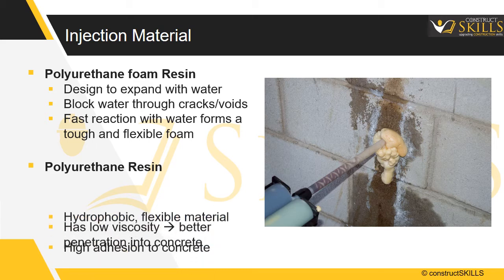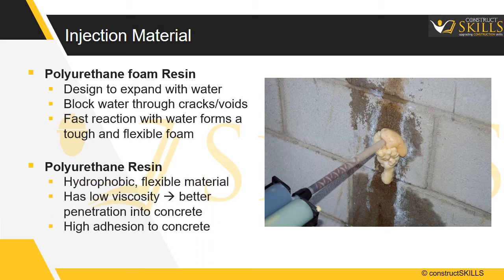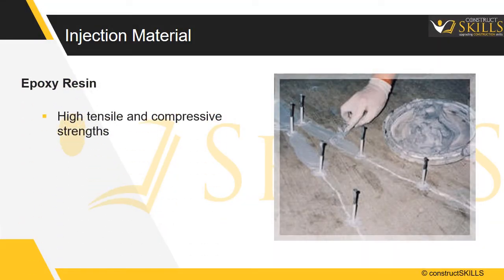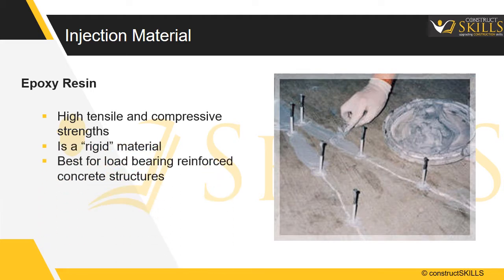Polyurethane resin is hydrophobic and flexible. It is low viscous and allows better penetration into concrete. It seals with very good edge adhesion to concrete. Epoxy resin has relatively high tensile and compressive strengths and is regarded as a rigid material. It is best for load-bearing reinforced concrete structures and has low viscosity, hence has great penetration.